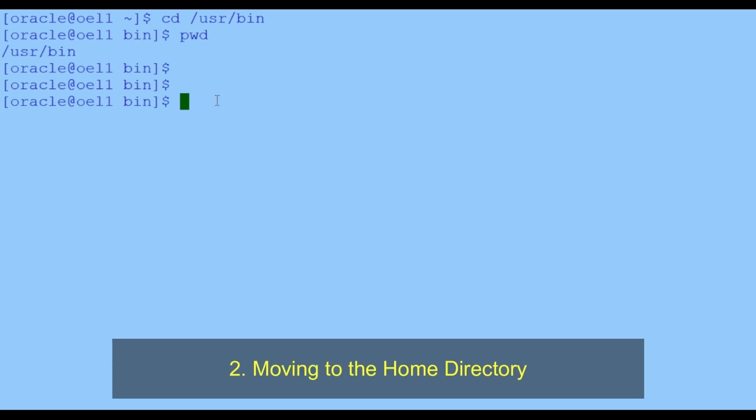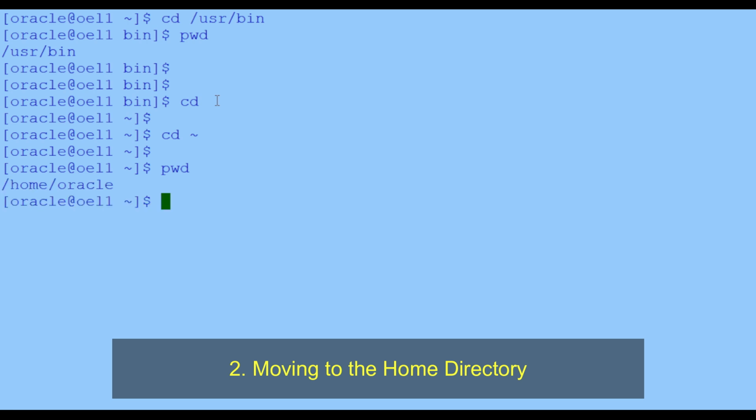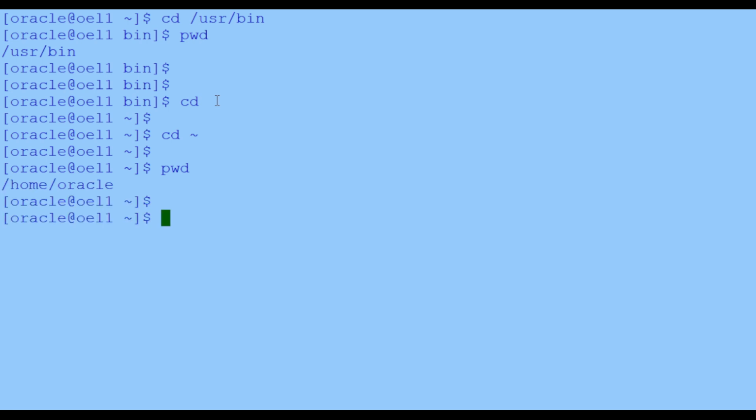If you want to return to your home directory, simply type cd. Or you can also use the command cd ~. Both commands will take you back to the home directory, which is where your personal files and folders are stored. Verify your current location by typing pwd. The pwd command is displaying the home directory as your present working directory now.